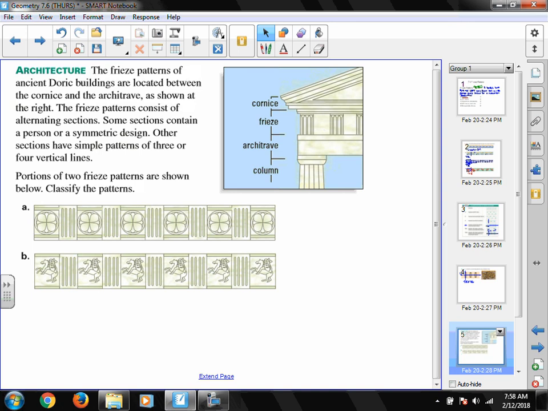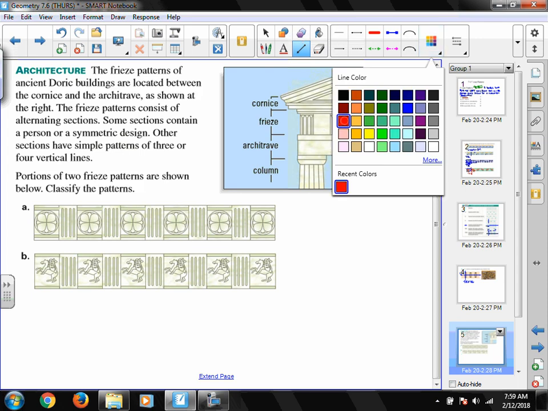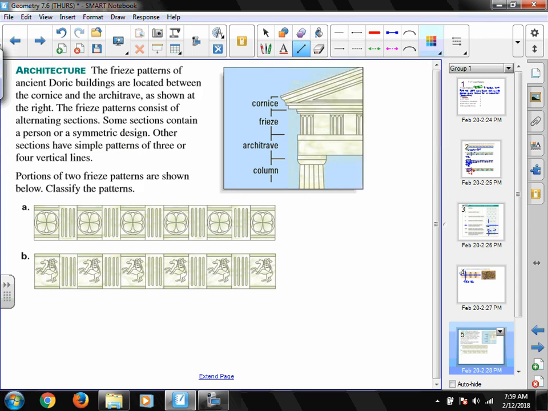Some sections contain a person or a symmetric design. Other sections have very simple patterns of 3 or 4 vertical lines. Portions of the two frieze patterns are shown below. Classify the patterns. So if I look at A, where are my symmetries? Well, maybe I'll just draw some lines here to help us figure these out real quick. I can see that I'm pretty symmetric right through the middle here.